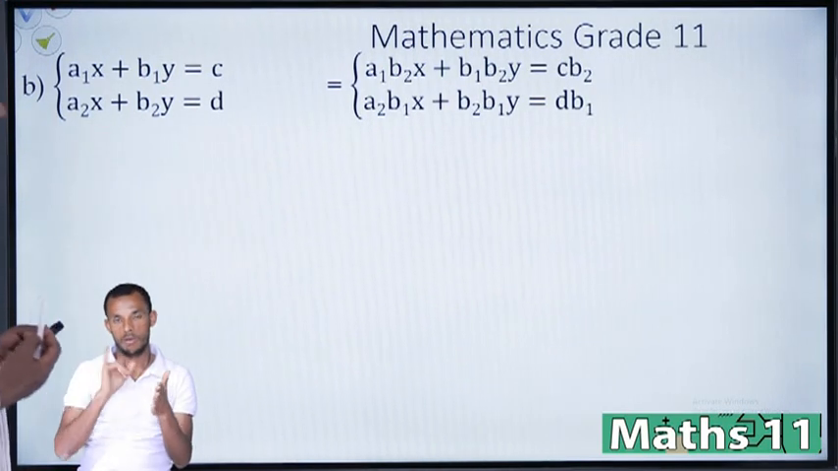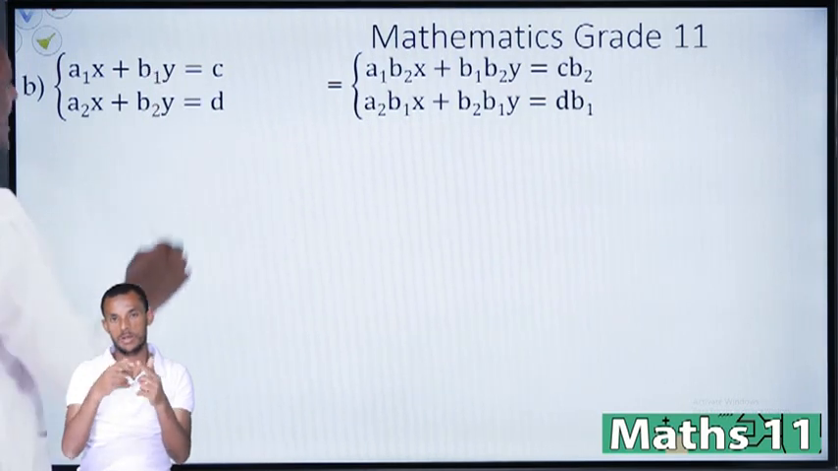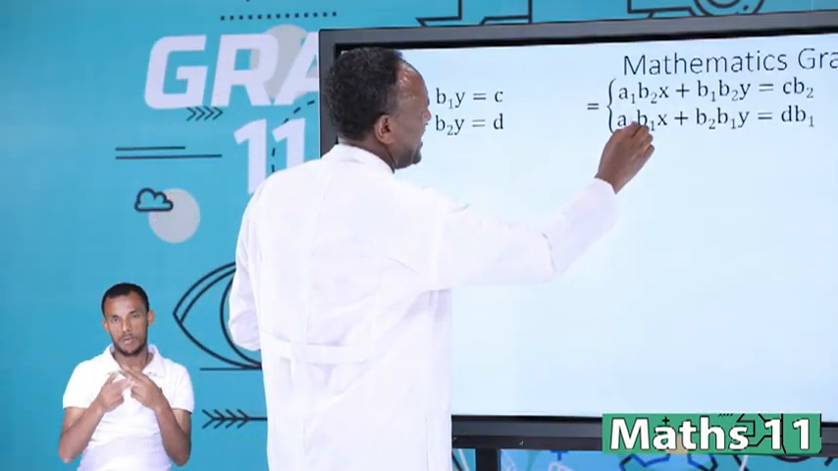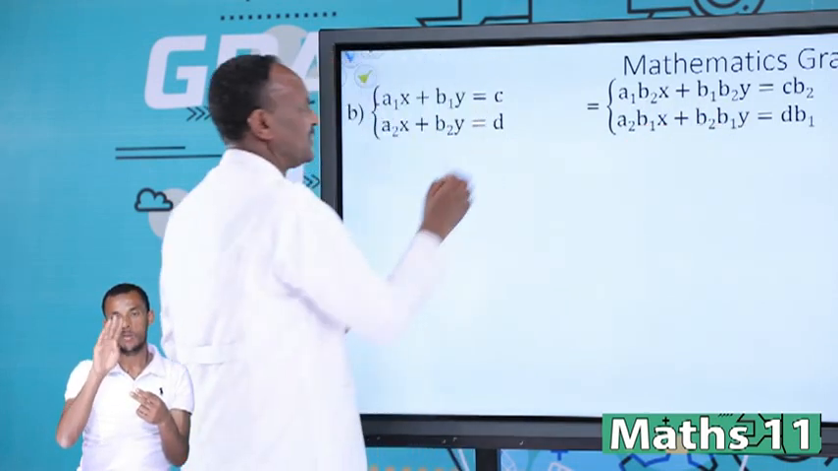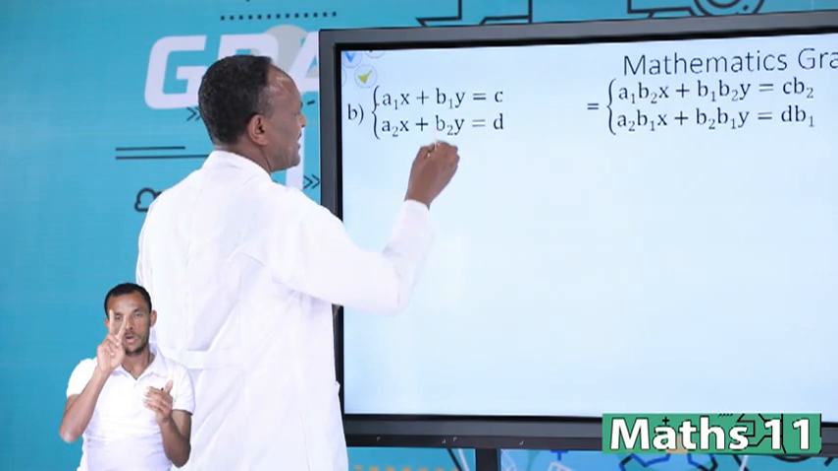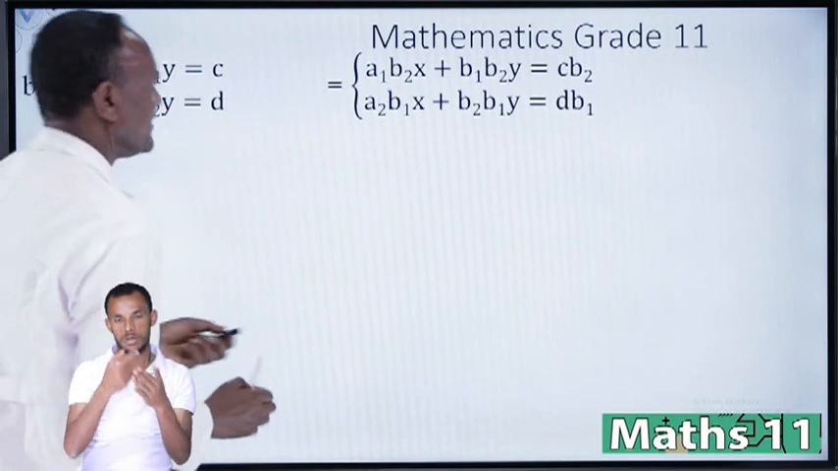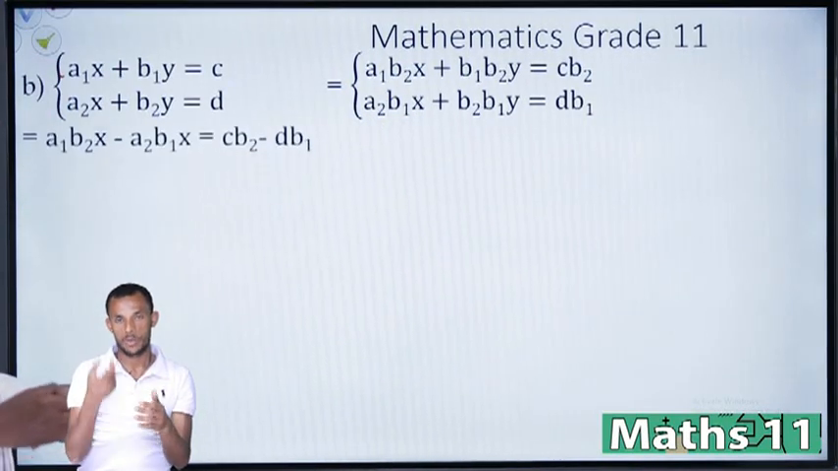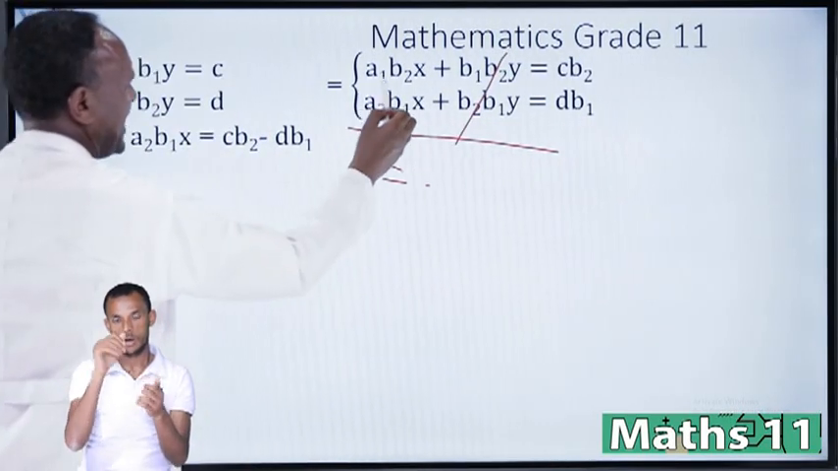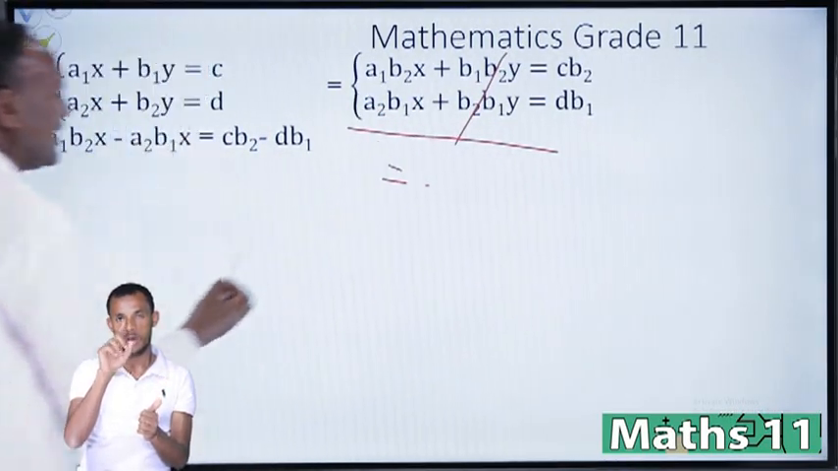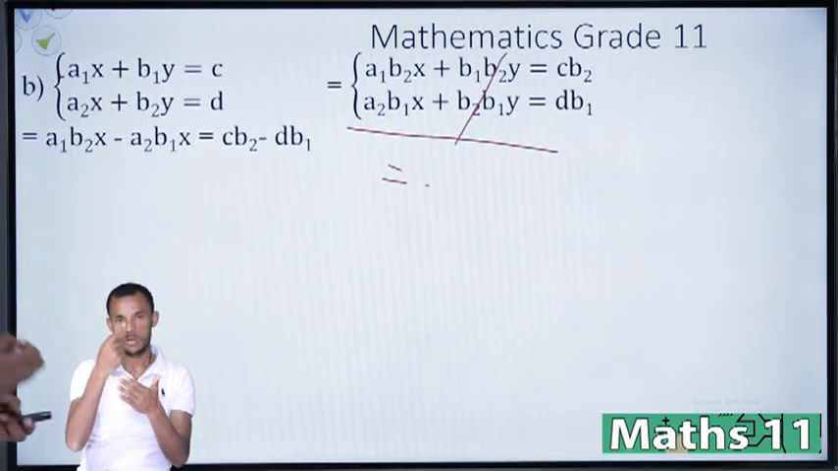If I want to use the elimination method, multiply the first equation by B2 and the second equation by B1. When I multiply the whole first equation by B2, A1 B2 x plus B1 B2 y is equal to C B2. Multiply the second equation by the constant B1 and you get this result. Then, what is the difference between the two? When I take the difference, the y terms cancel. A1 B2 x minus A2 B1 x is equal to the difference between the two products.